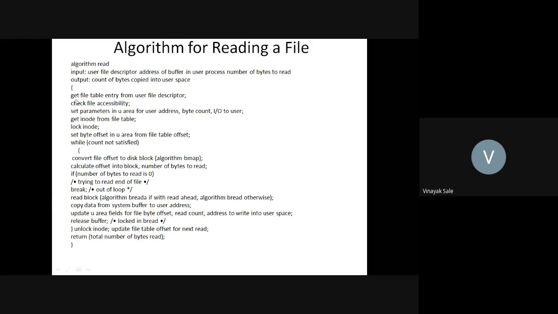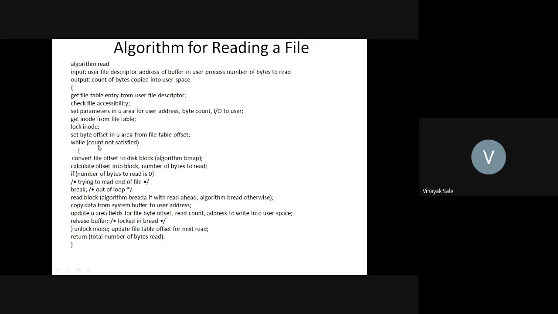Get the file table entry from the user file descriptor, and check that the file has accessible permission. If it has accessible permission, then set parameters in the user area for the user address, byte count, and input output to user. Get the inode from the file table and lock the inode. Set the byte offset in the user area from the file table offset.